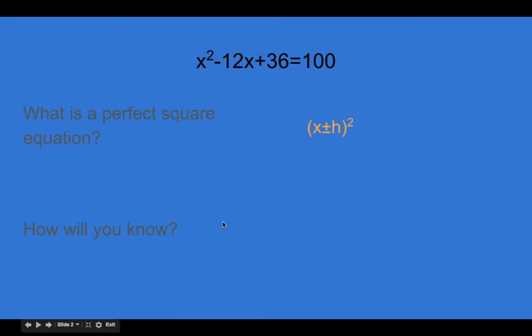And how you will know if a quadratic equation is a perfect square and can be written like this is you will take the square root of your c, double it, and it will equal your b. So in this case, our c is 36, so the square root of 36 is 6. Multiply that by 2, and it equals 12, which is the same thing as our b.